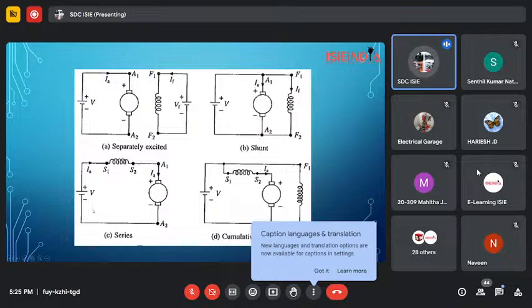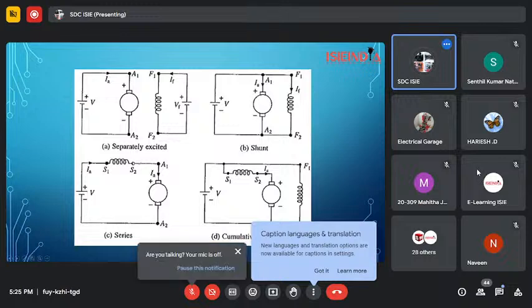What happens in series? In series, the V is connected to the armature, and the field winding has been connected in series here. So whatever current will be flowing through this field winding, the same current will be flowing through this armature winding. So as we apply load here, whatever current will be withdrawn by this armature, that much current will be flowing through this field.